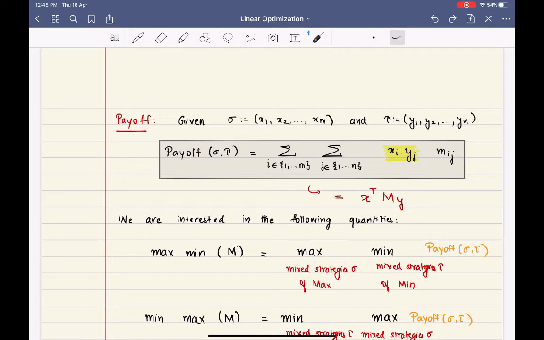And then given a sigma and a tau, the payoff is given by, so you have to multiply each cell in the payoff m_ij with the corresponding probability of hitting that cell, which is the probability of max playing the ith row and min playing the jth column. That will be x_i times y_j. So you can write it succinctly as x transpose, so x1, x2, ..., xm, multiplied by the matrix, multiplied by y1 till yn.